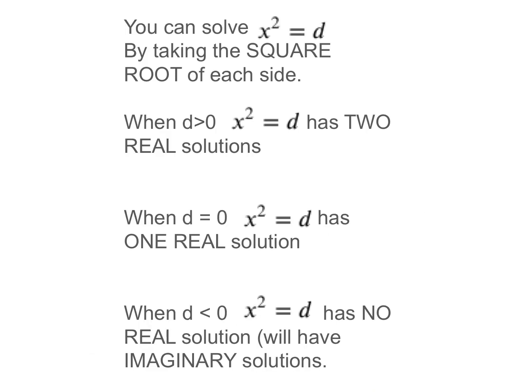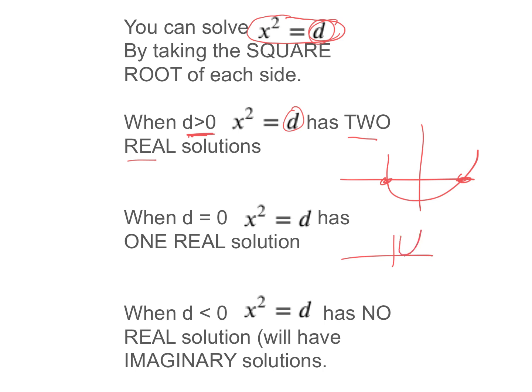All right, moving on. If you have x squared equals any number, you can solve that by taking the root of each side, which we did over the summer when you did Pythagorean theorem. When d is greater than 0, it has 2 real solutions. So as you know from graphing, that means it would look something like this with 2 real solutions if d is positive. If d is equal to 0, it has 1 solution, so the parabola sits on the x-axis. If d is less than 0 or negative, it has no real solution.